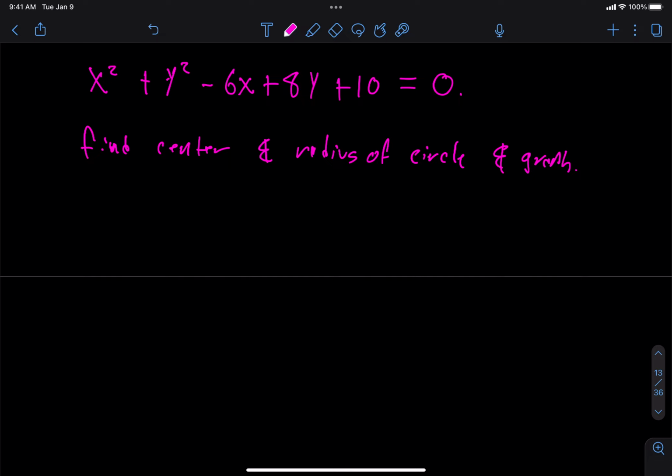Yeah, I like to reorder the terms. Okay, I like to put all the x's together and all the y's together. Okay, so I'm going to do that now. X squared minus 6x, and then I'm going to leave a blank because I know I'm going to have to complete the square. And then I have a plus y squared plus 8y, and then I'm going to leave a blank because I know I have to complete the square. And then I'll have a plus 10. Actually, I'm going to move the 10 over because it doesn't need to be there. Equals negative 10.